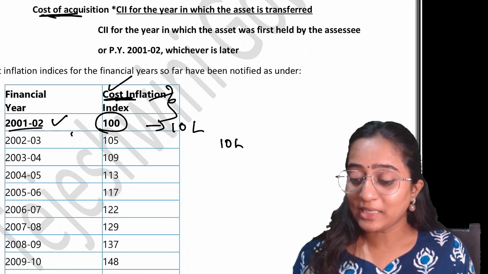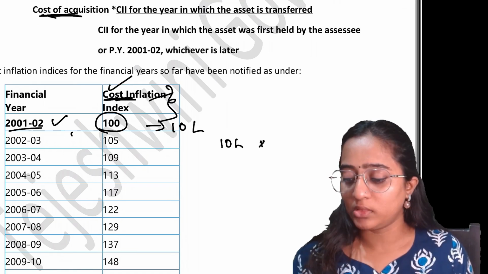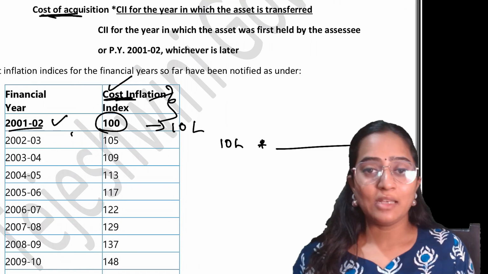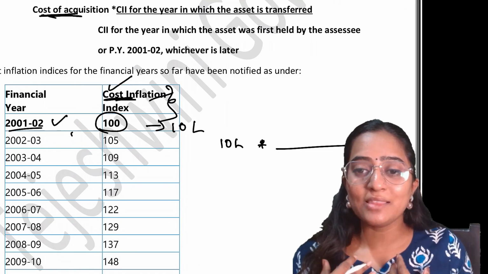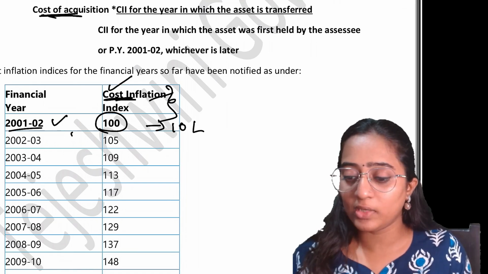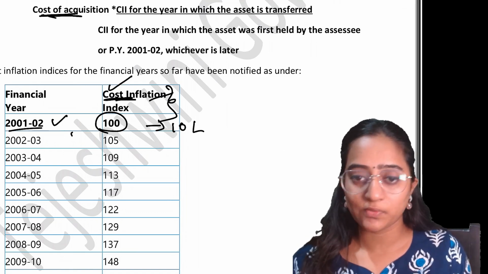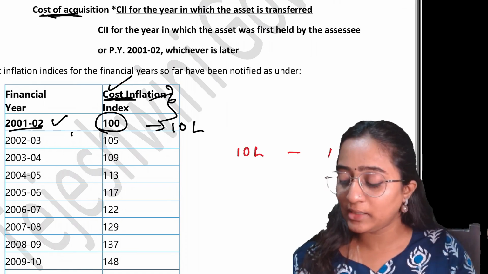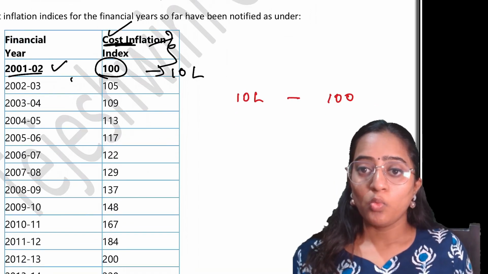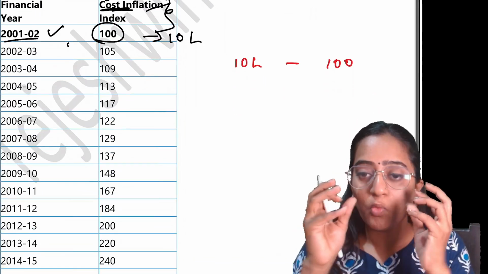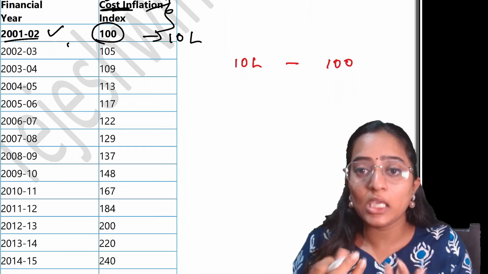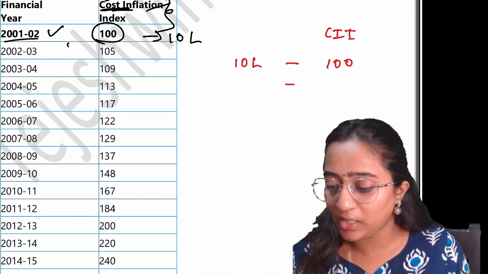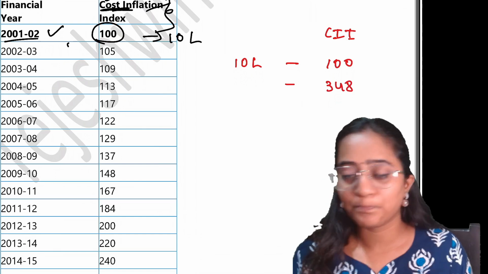Everyone, you have invested 10 lakh rupees at this point of time. Let's do one thing. Whatever 10 lakh rupees you have invested, we will make that an equivalent factor. Let's try to understand in this way. If 10 lakh rupees has been invested when your cost inflation index was 100, what would be the amount the 10 lakh is equivalent to if the CII in this PY is going to be 348?